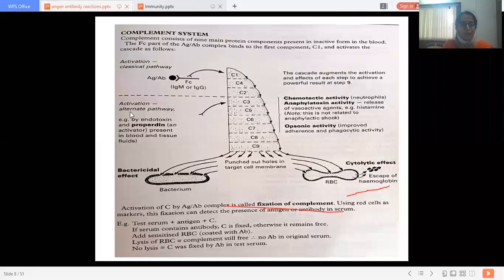Okay. Now there is activation of the alternative pathway by endotoxin and properdin, which is an activator present in the blood and tissue fluids. This is the alternative pathway, but now we are talking about the complement system and not the alternative pathway.